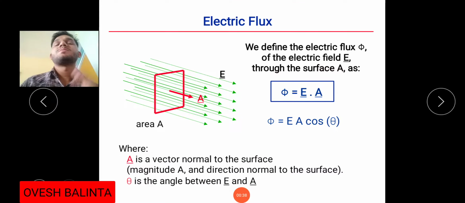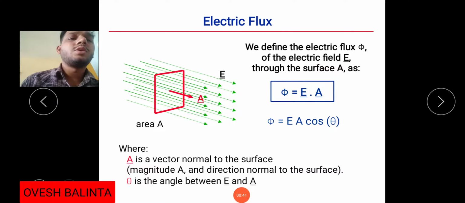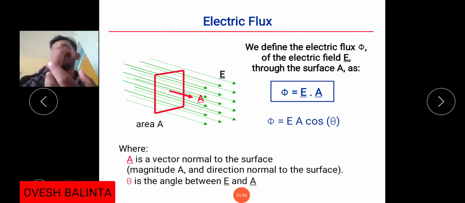What is flux? Flux means something going outwards from any particular area. Suppose water is coming outwards from a water pipe, it is a flux. Suppose wind is coming from a window, it is a flux of air, flux of water, flux of current. So we are talking about the flux of charge.